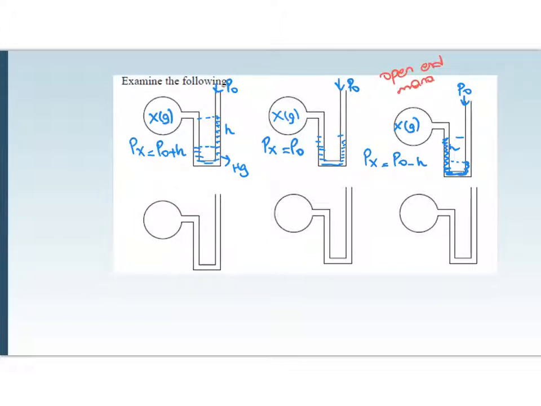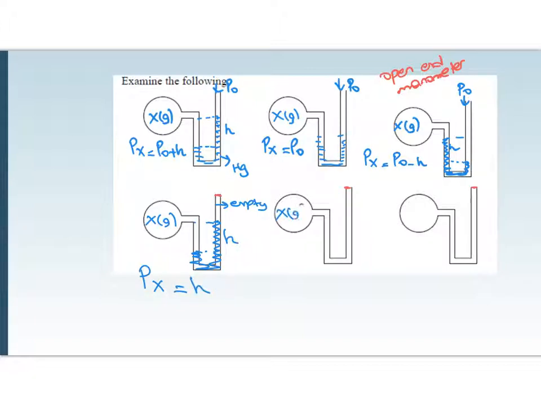Now what about if I close these manometers? Let's say that you have closed-end manometers. Let me write the same thing. You have X gas here. You have some mercury level difference here with a value of H. In this case, this part is empty. If this is empty, pressure of X is directly equal to H here.